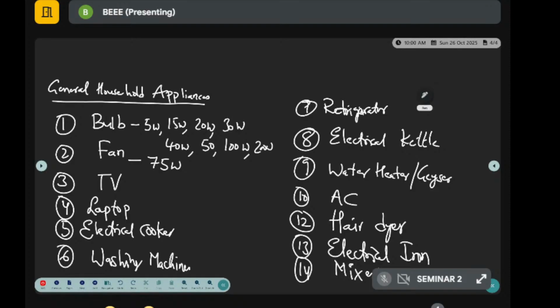Right. So fan is rated with 75 watt. It is a typical rating I am giving. It may change if you buy a bigger fan. Generally in an individual household we have only this fan, not a big fan. Table fan is also 50 watt, or it may be 25 watt also. Typical rating I am giving.